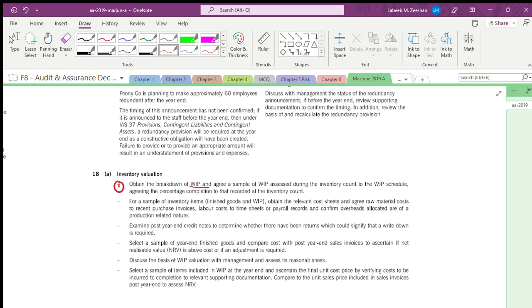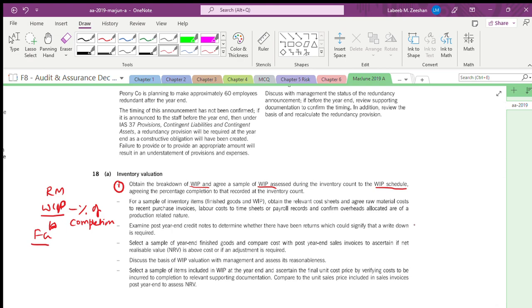And for the sample of work in progress during the inventory count, what we are doing is verifying, matching with the work in progress schedule. See what happens? Raw materials, work in progress, and finished goods. It all depends on percentage of completion. If this much percentage of completion is done, then we have to identify it as work in progress. If this is done, we identify it as finished goods.